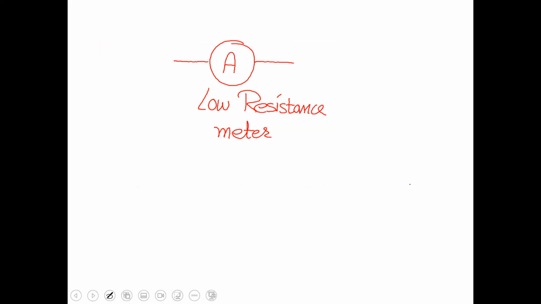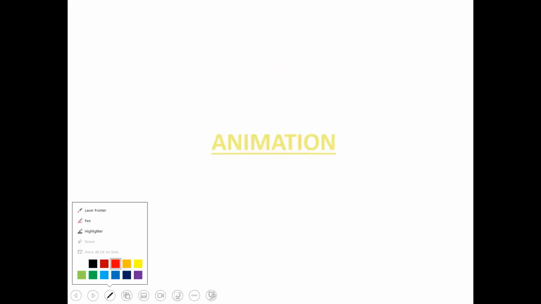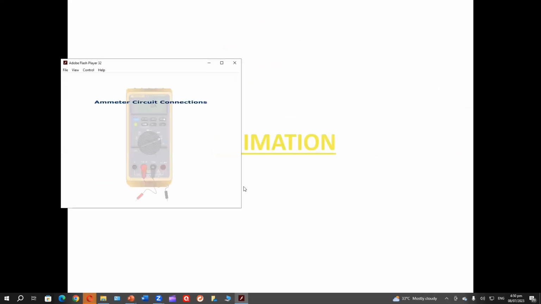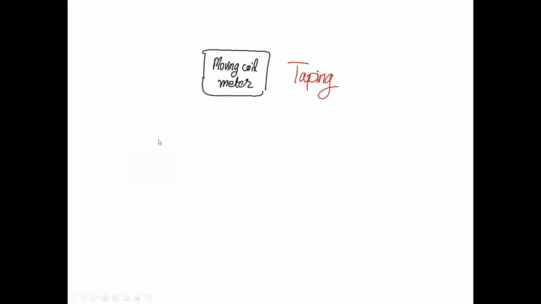Now, an ammeter is a low resistance meter. Right under it, write: ammeter is a low resistance meter. Whenever you are connecting it in a circuit, it's a common practice to tap the meter. What is tapping? Like this, tuck, tuck. We tap the meter because sometimes the needle is stuck somewhere. So in order to remove any physical hindrance in the motion of the needle, we tap the meter.